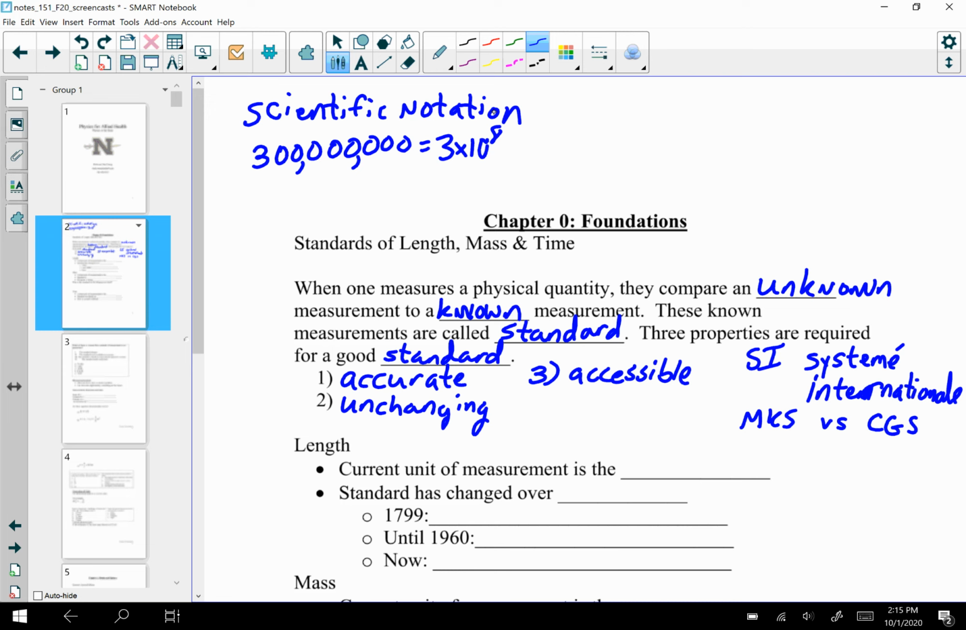So for length, the current unit of measurement is the meter. That is what we use in the SI system, and the standard has changed over time. That is, we've had different standards at different times in history. In 1799, the standard was 1/10,000,000th the distance from the equator to the North Pole.